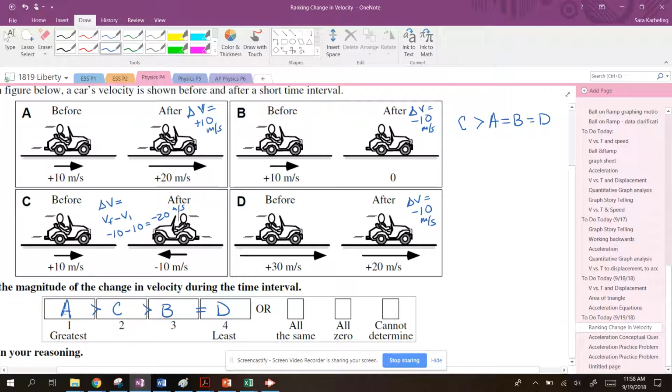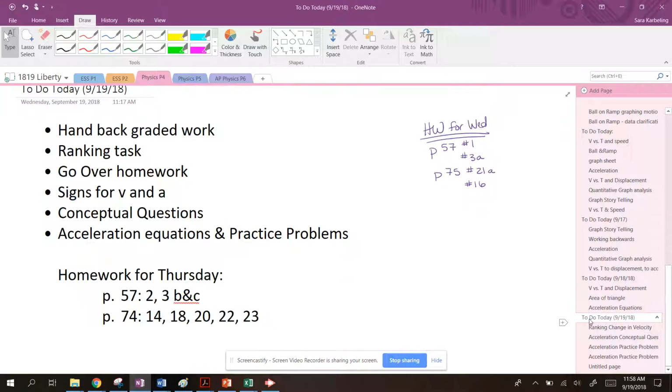Next thing on my list of things to do was homework. Does that make sense to you guys? Okay, cool. I just wanted to make sure that I didn't ignore questions that existed. Homework questions. So I asked you for today to do page 57, 1 and 3A, 21A and 16 from page 75. Questions on those that you'd like to go over? They go okay? Do you want to know answers at least? Maybe that would be helpful. Let's take a look.